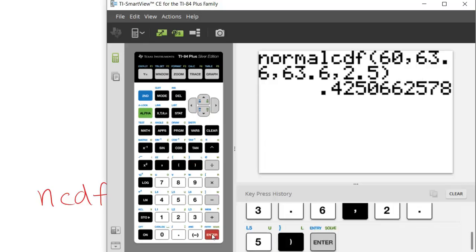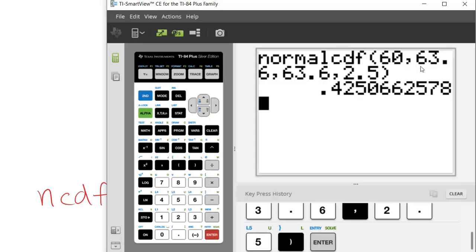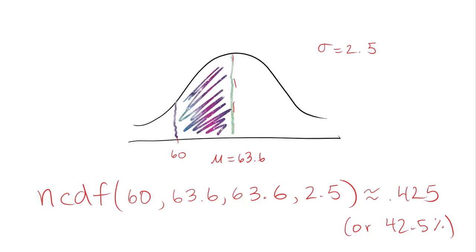And again, it's a decent chunk of area. We expected the answer to be smaller than 0.5 because we had less than half of the graph shaded in. Rounding to 3 decimal places, this is 0.425 or 42.5%. So around 42.5% of all women are between 60 and 63.6 inches tall. We're going to use this example as a stepping stone to explain how we do the more complicated problems where we only have one bound.